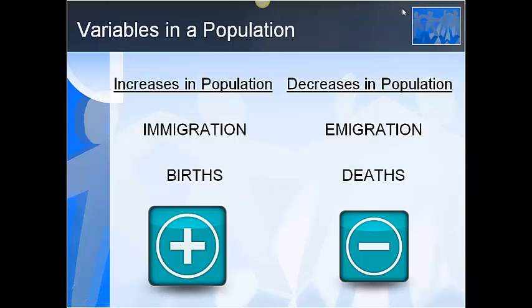Okay, so that's pretty straightforward. Two things can increase our population, two things can decrease our population, but there are a lot of factors that cause more births or more immigration, and factors that cause more emigration or more deaths. So we need to look at those factors next.